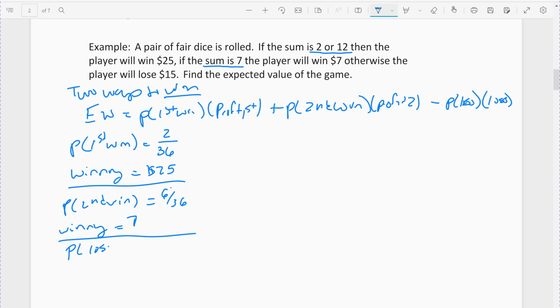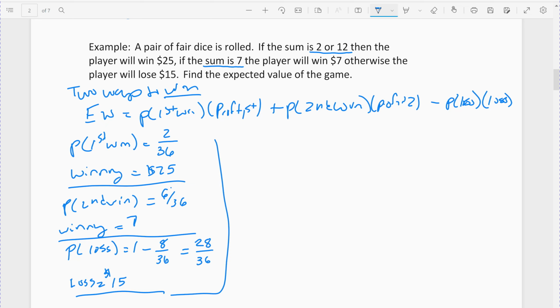Then the probability that you lose is anything else. So you would have to add those two up and subtract them from 1. So 1 minus the chance of winning. So 2 out of 36, 6, so 8 out of 36 chance of winning, which means when we subtract that from 1, there's a 28 out of 36 chance that they're not going to win. And then the loss is $15. Or you could count up all the other ways you can win too. It should be 28 out of 36. Again, that should total 1. When I add my 2, my 6, my 28, that should add up to 36 out of 36, which is 1. Alright, so there are the numbers that you're going to plug into the formula.